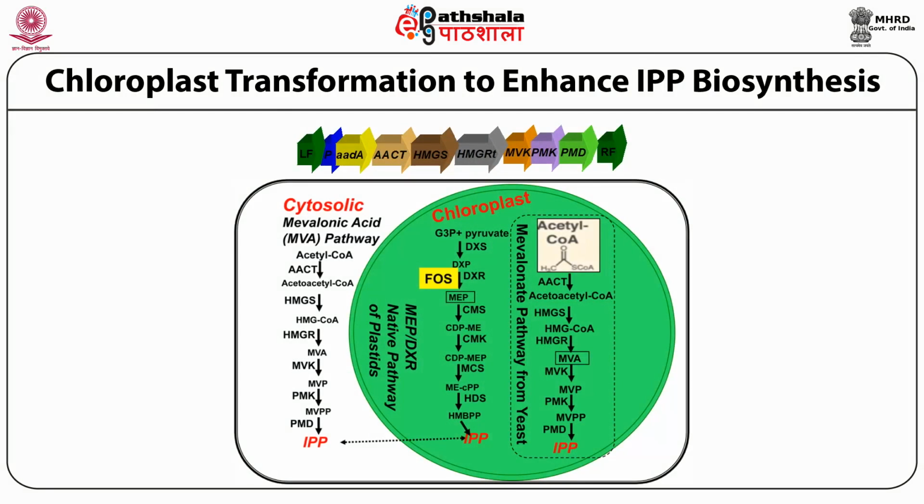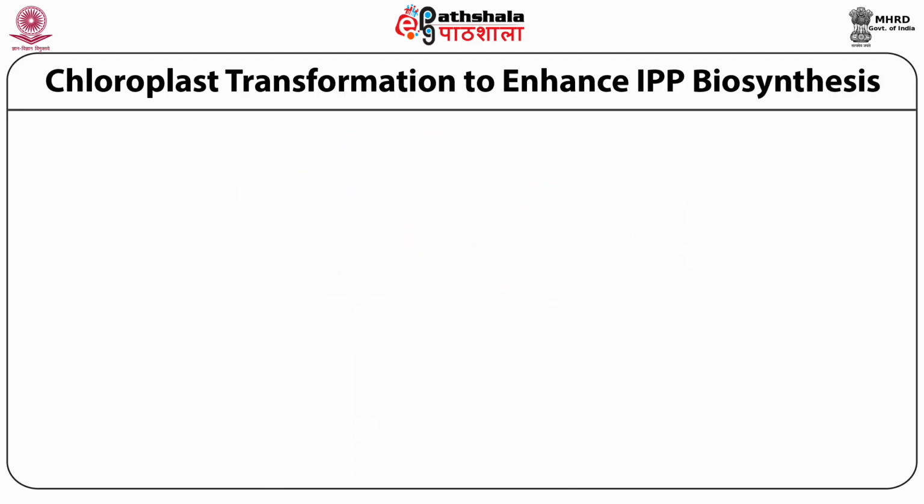Chloroplast transformation enhances IPP biosynthesis. So what we have done, we know there are two pathways producing IPP, one in the chloroplast and one in the cytosol. We wanted to increase the IPP level to see if we can use this system for producing some good molecules, some drugs. So we have overexpressed in the chloroplast another pathway taken from the yeast, expressing the whole pathway in the chloroplast, to see whether we can increase the IPP or not.